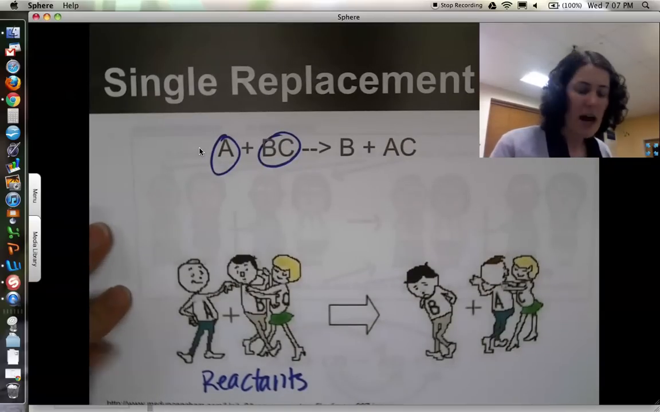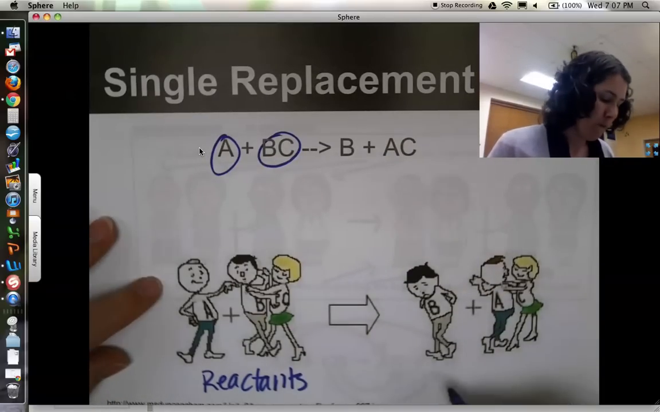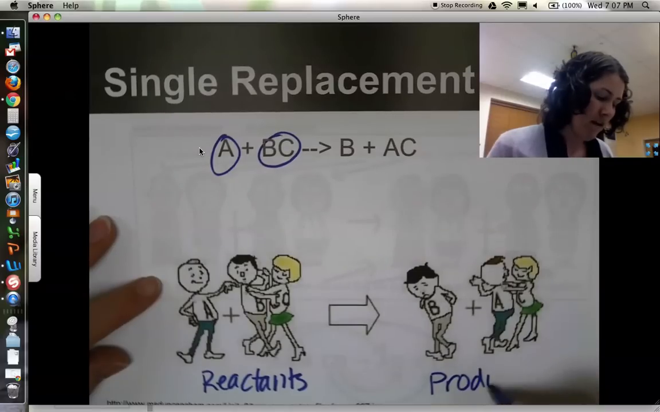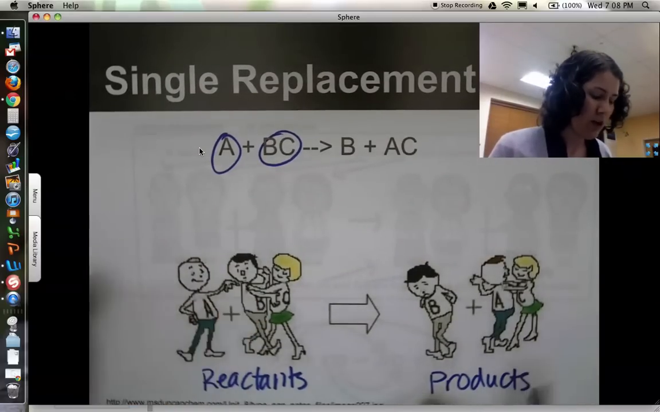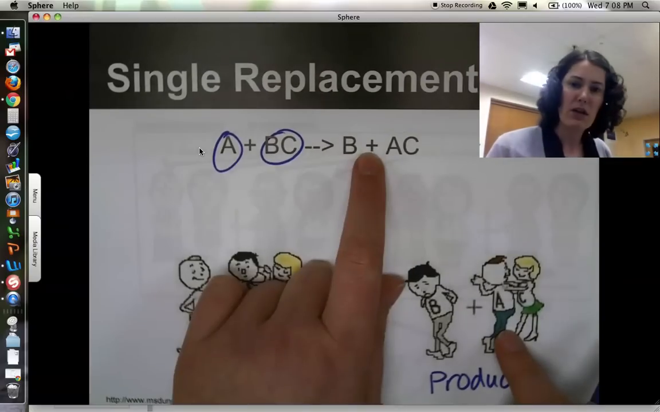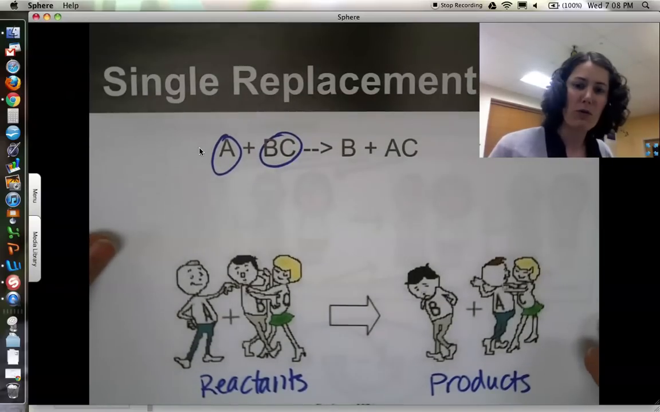And when they react, it may be that they reshuffle. So you can see in this little cartoon that, what happened? Well, this guy cut in and changed partners. And so that's what you're seeing here, is that you're getting just a changing of partners. So that's a single replacement.